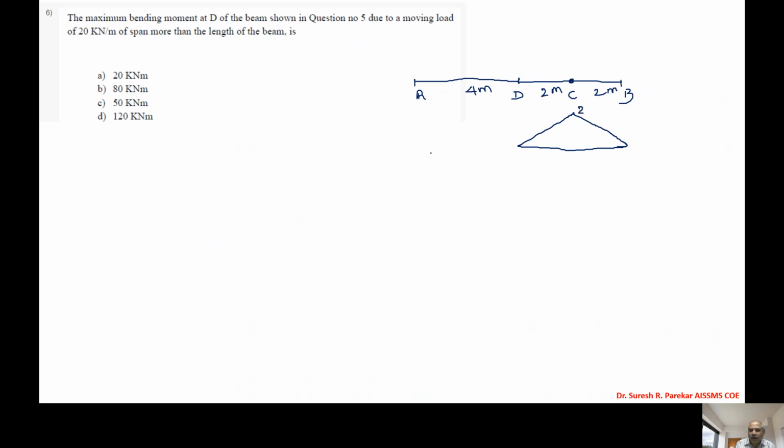Therefore we get the maximum bending moment with a UDL greater than the span. The area is 1/2 into 2 into 4, that is, 1/2 base 4, height 2. With the load of 20, from this we get the maximum bending moment as 80 kilonewton meter. And we have option B. So for the 6th, the option is B.